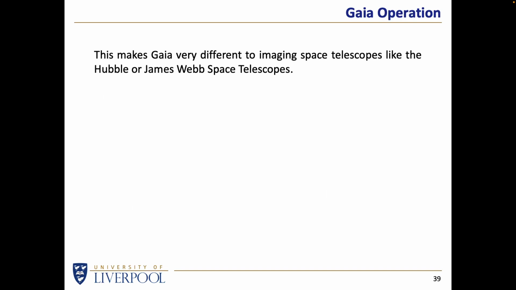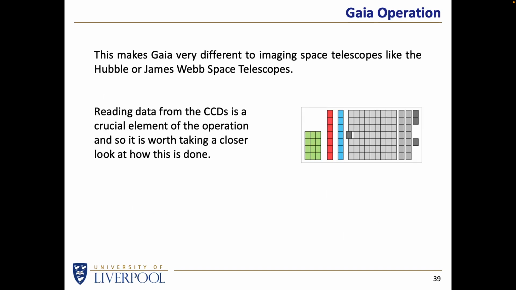Because Gaia is so different from, for instance, what we're used to, the Hubble or the James Webb Space Telescope, you could argue those two telescopes are the same, apart from one works in the visible and one works in the infrared. But the way data is obtained from the imaging chip, in the case of the Hubble, that's only a chip about 40 by 40 millimeters or so, is crucial to the operation.